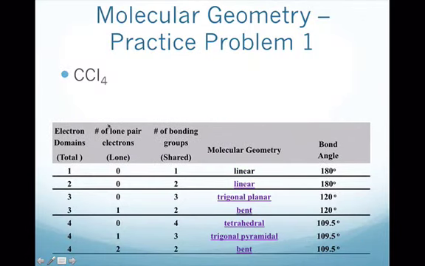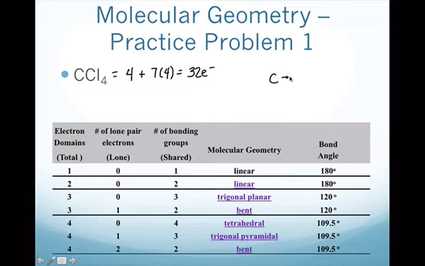I have an abbreviated version of the table down here because we're not going to have to go past 4 electron domains for now, so I just cut off the rest. But the rest of it should look the same as what you have. The first one we have is carbon tetrachloride. If we wanted to draw the Lewis structure, carbon has 4 valence electrons, chlorines have 7, and there's 4 of them. So that would get us up to 32 electrons.